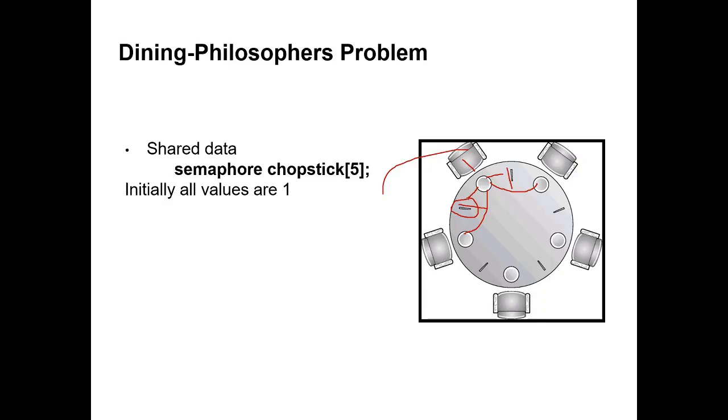So the problem is to design a solution in such a way that mutual exclusion among philosophers is there. That means when one process is eating, the other neighbor process has to wait until that philosopher finishes. And also no philosopher should starve or have to wait for a long time for chopsticks. So these conditions must be taken care of. Philosophers must not be allowed to wait for a long time, and the mutual exclusion condition has to be met between the philosophers. No clashes should happen. Synchronization must be proper.